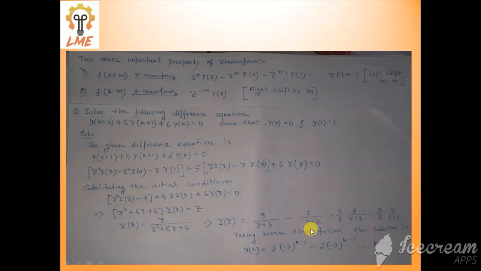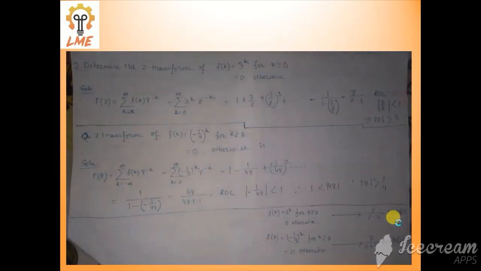Now 3 by (z plus 3) can be written as 3 by z into z by (z plus 3), and 2 by (z plus 2) can be written as 2 by z into z by (z plus 2). See guys, I am not discussing partial fractions because I hope you already know this. Finally we got Y(z) equal to 3 by z into z by (z plus 3) minus 2 by z into z by (z plus 2). Finally we got this.